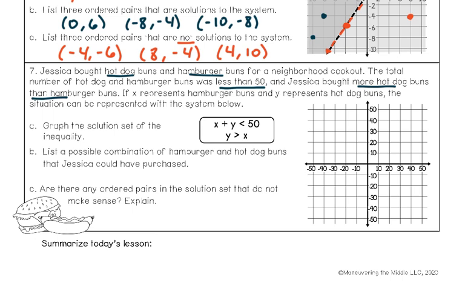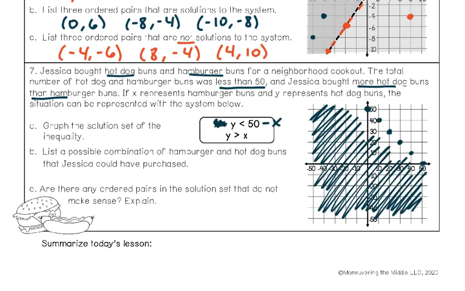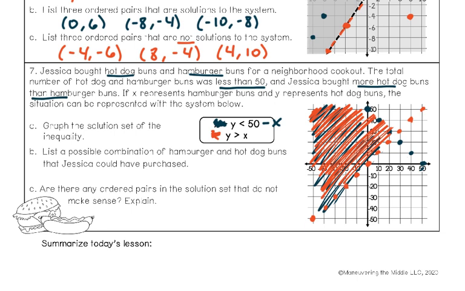First thing we're going to do is graph it. So take a minute and graph the system. This should be your first inequality. This should be your second inequality in red. Your solution set is the overlapping shaded region. To answer the next question, look in the overlapping shaded region and list a possible combination of hamburger and hot dog buns that Jessica could have purchased.